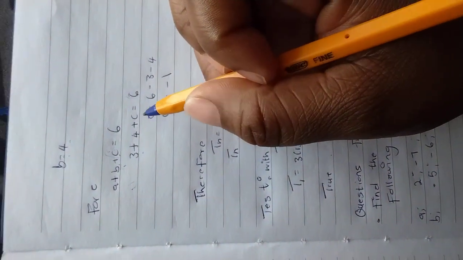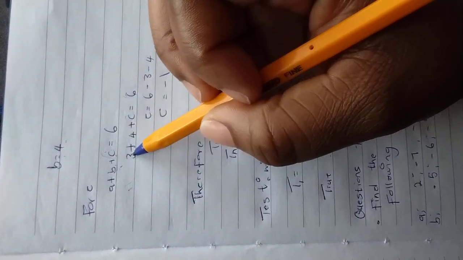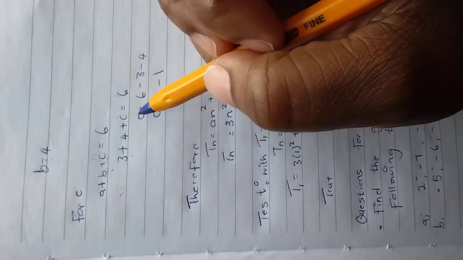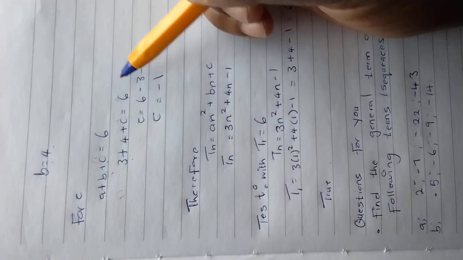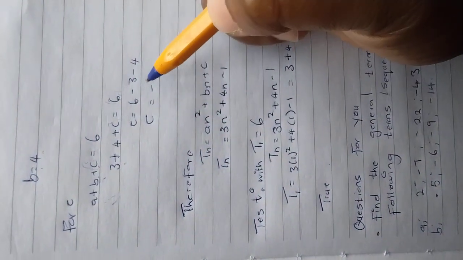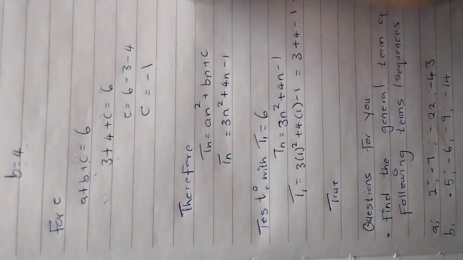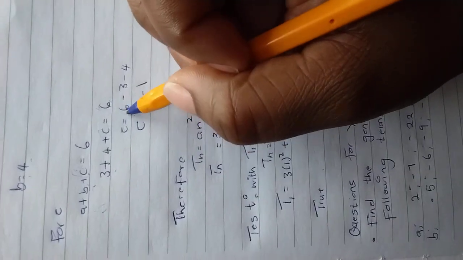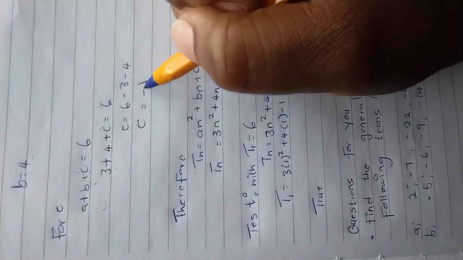So for us to leave the C alone on this side, we need to take 3 and 4 to the other side, meaning we are going to group like terms with like terms. C doesn't have its own like term, so we leave it aside. 3 and 4 and 6 are like terms, so we take the 3 and 4 to the other side. When you take them to the other side, the signs for 3 and 4 change from positive to negative, right? So we have C equals 6 minus 3 minus 4. So C is equal to minus 1.